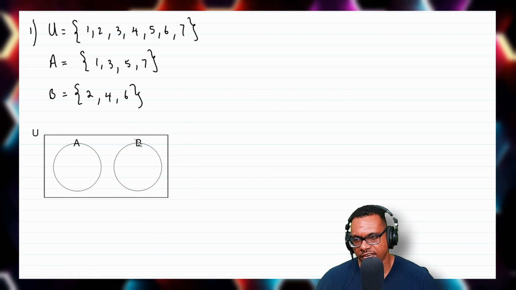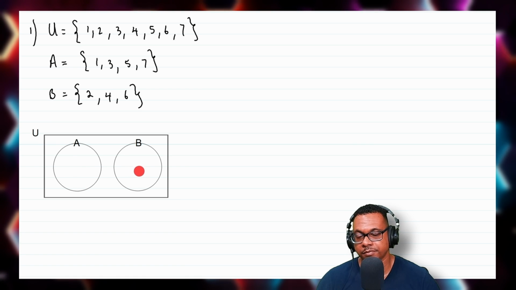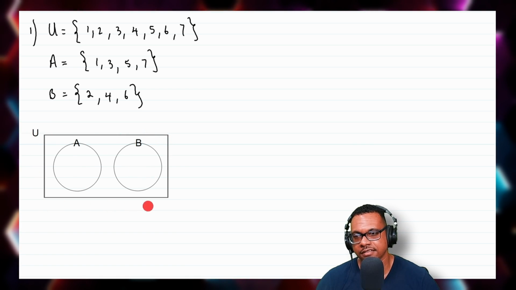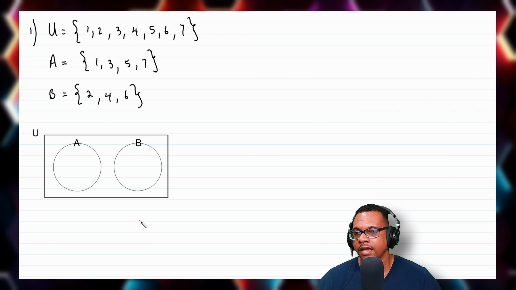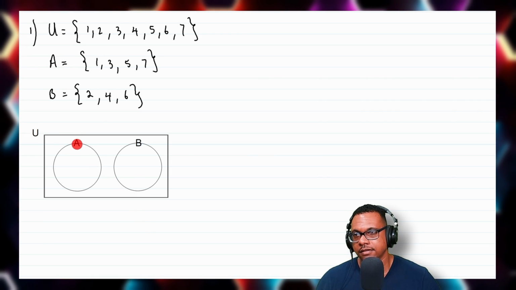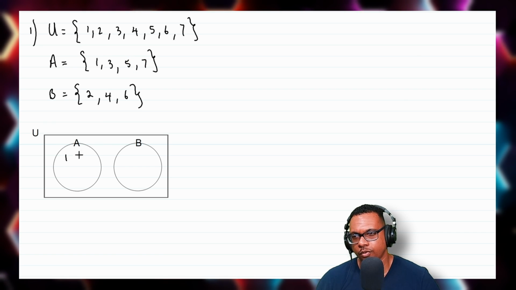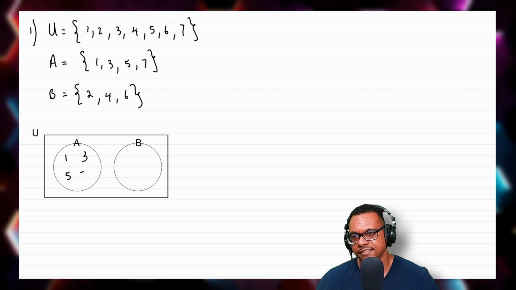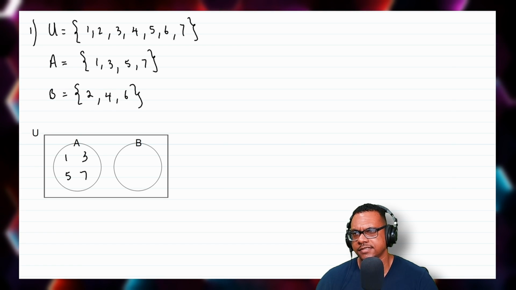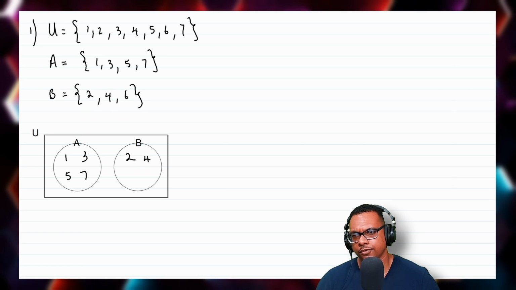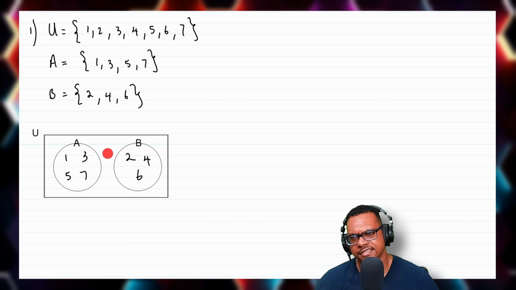So here I have my Venn diagram. I have my rectangle for my universal set. We have set A and set B, which is contained inside the rectangle. So set A and set B are subsets of the universal set. And for set A, we're going to put these elements here, 1, 3, 5, 7. So that's 1, 3, 5, 7. And for set B, we're going to put the 2, 4, 6. So 2, 4, 6.